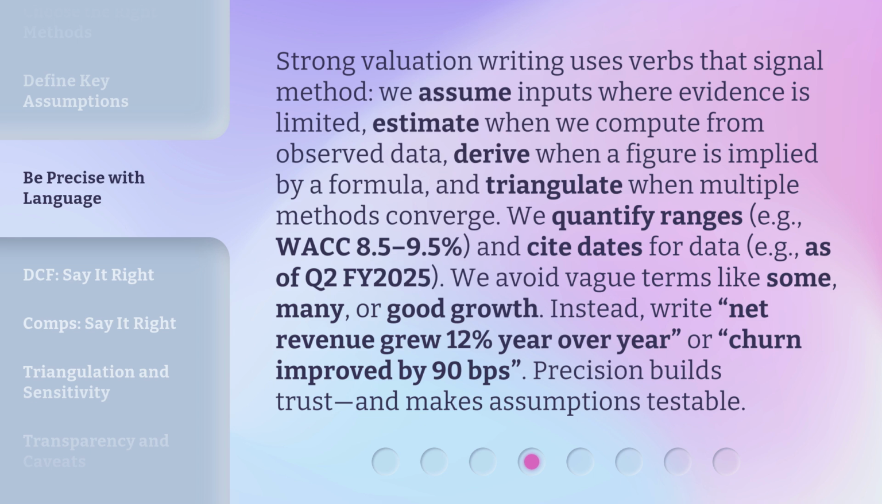We quantify ranges, e.g., WACC 8.5 to 9.5%, and cite dates for data, e.g., as of Q2 FY 2025. We avoid vague terms like some, many, or good growth. Instead, write, net revenue grew 12% year over year, or churn improved by 90 basis points. Precision builds trust and makes assumptions testable.